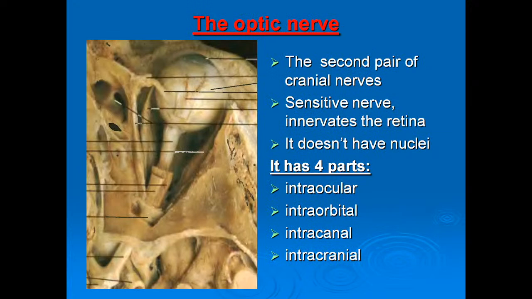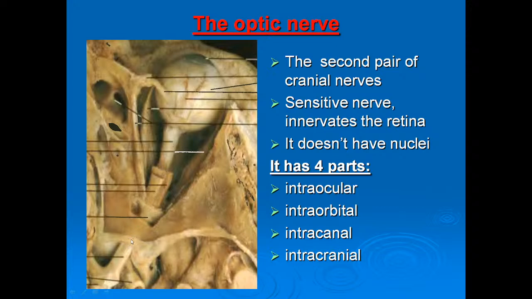Next structure of the eyeball is the optic nerve. You know this information. It is the second pair of cranial nerves. It is a sensory nerve. Innervates the retina. Doesn't have nuclei.